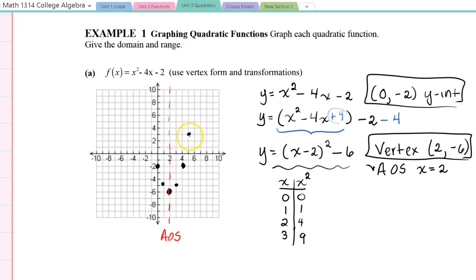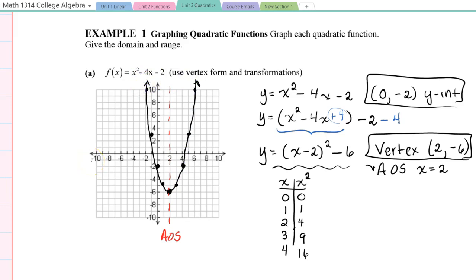This is 3 units that way, so 3 units this way will give me another point. And I can see if I can graph some more. I can do a 4. 4 squared is 16. If I add 16 to negative 6, that's going to give me a positive 10. So I suspect that this other point is going to be up here. Notice it's 4 away from my axis of symmetry, and we can see that this is what our parabola is going to look like.